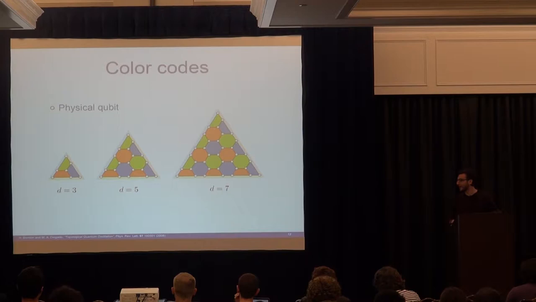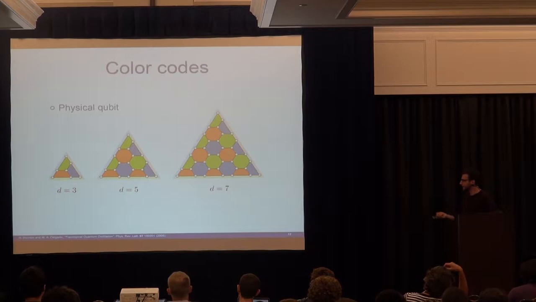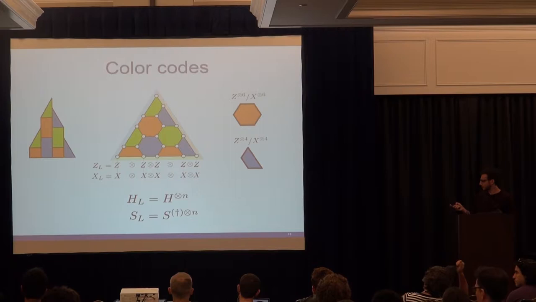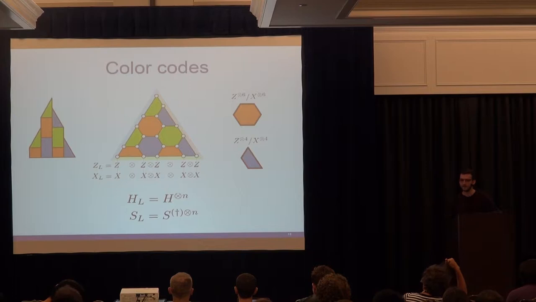Just a reminder what color codes are. So these are 6-6-6 color codes. They come in different sizes for different code distances. One triangle is one logical qubit. So let's focus on the d equals 5 one. We've seen them already before. So the qubits live on the vertices, and each face defines the stabilizers that you need to measure to detect and correct errors. Each face has a Z-type stabilizer and an X-type stabilizer. So there's Z^6, X^6, Z^4, X^4 operators. And, well, we've seen how we can measure them with tetrons at least.